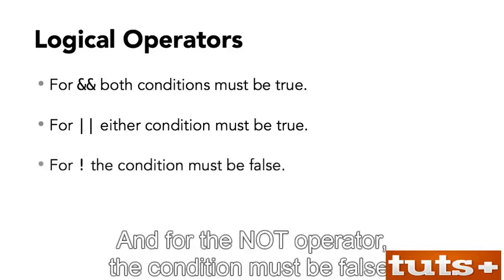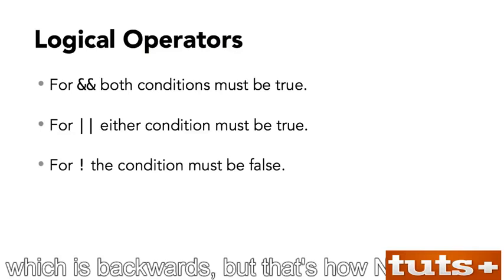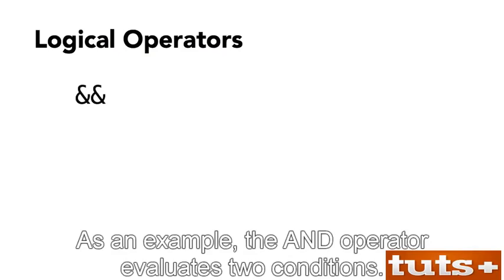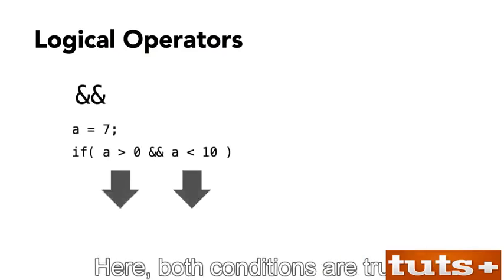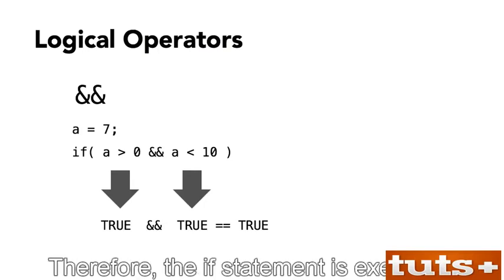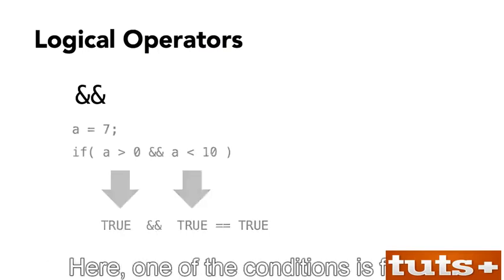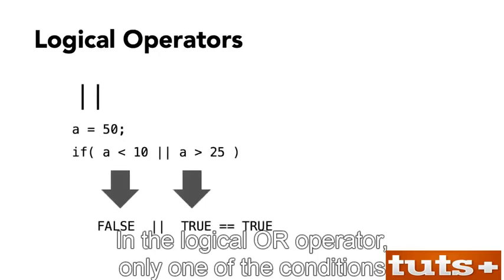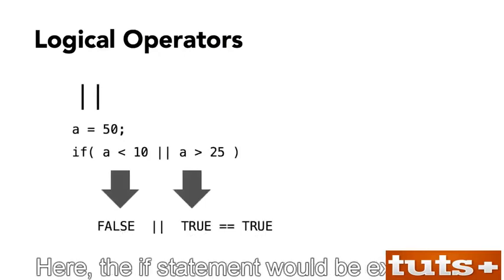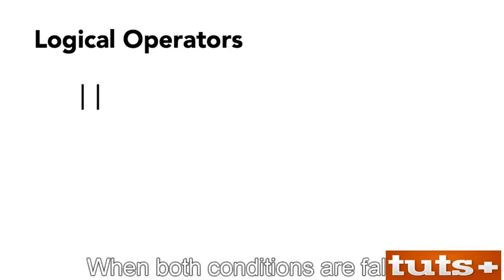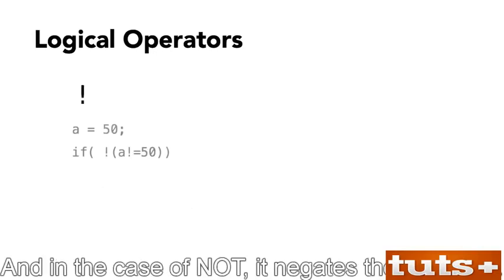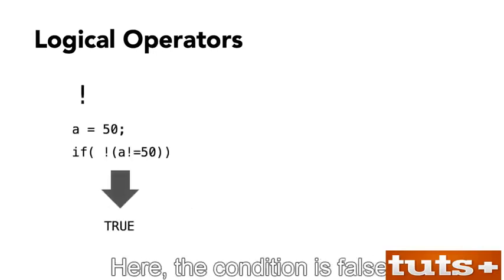As an example, the AND operator evaluates two conditions. Here, both conditions are true, therefore the if statement is executed. Here, one of the conditions is false, therefore the if statement is skipped. In the logical OR operator, only one of the conditions needs to be true. Here, the if statement would be executed. When both conditions are false, the if statement won't be executed. And in the case of NOT, it negates the condition. Here the condition is false. Variable A equals 50, but the NOT operator turns that around and makes it true.